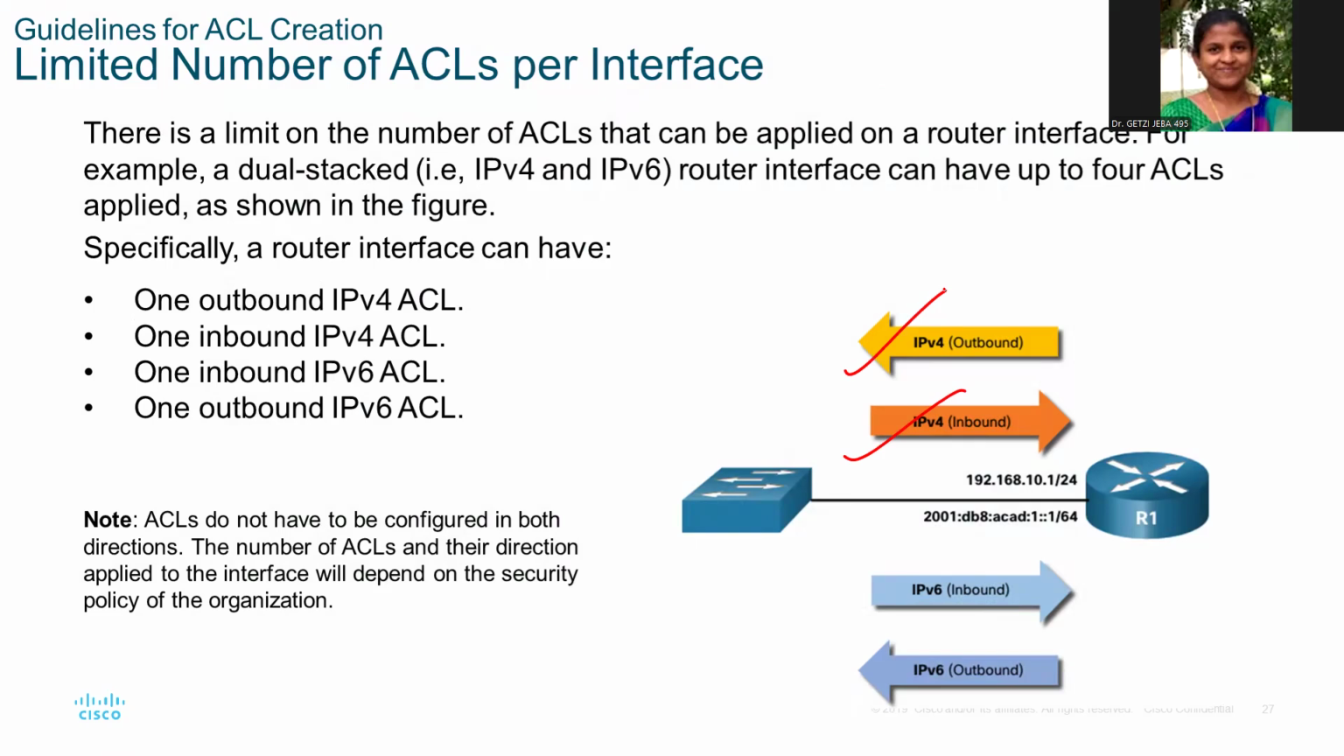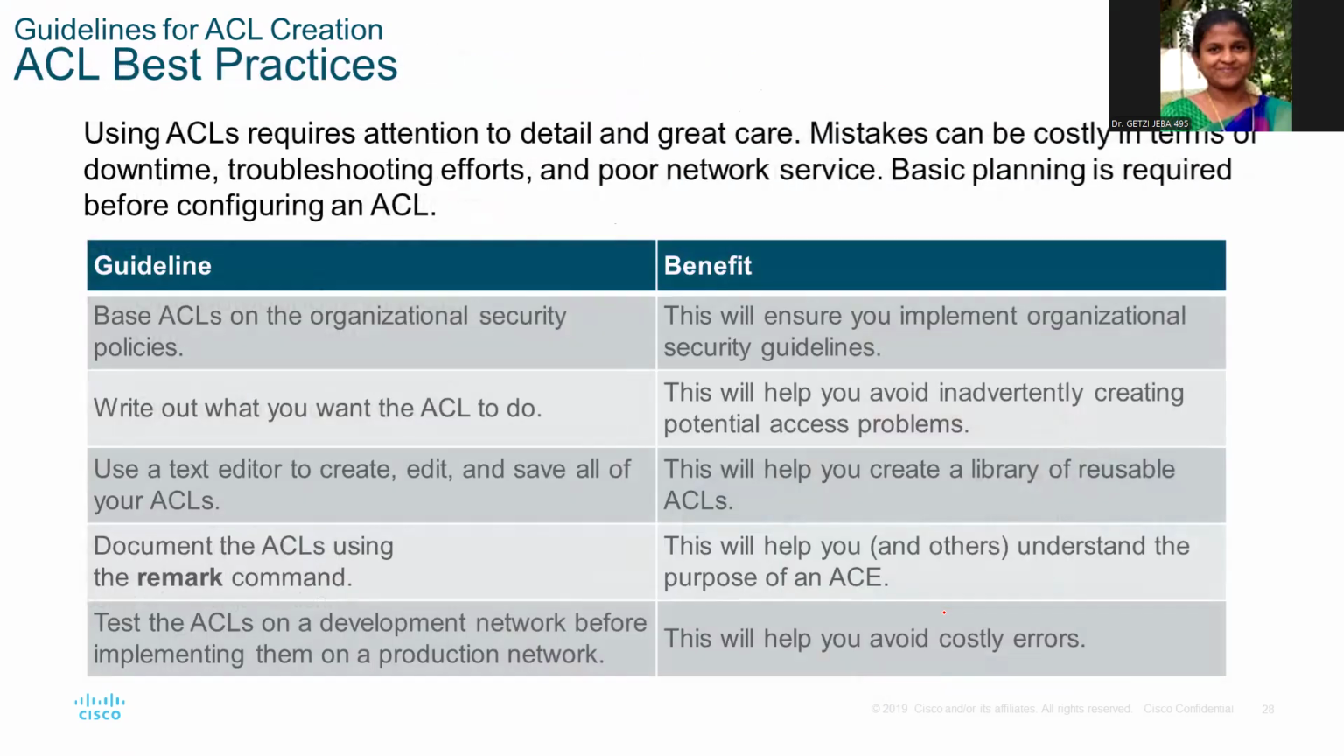Similarly, IP version 6, one on inbound and one on outbound. So one ACL, access control list, is okay, right? Mostly, you have to write the ACL following the organization security policy. Before writing an access control list, you have to refer to the organization security policy, find out what you have to do with the ACL, and then take a text editor and first create the ACL. Then you code it in the CLI.